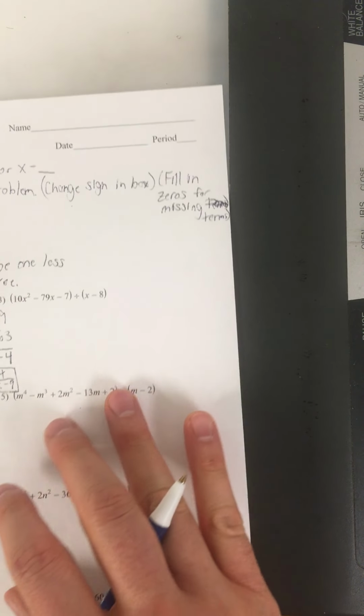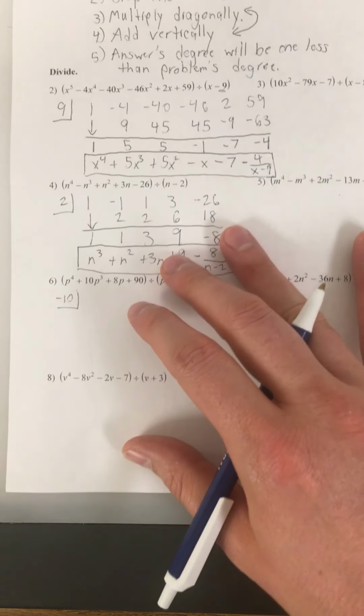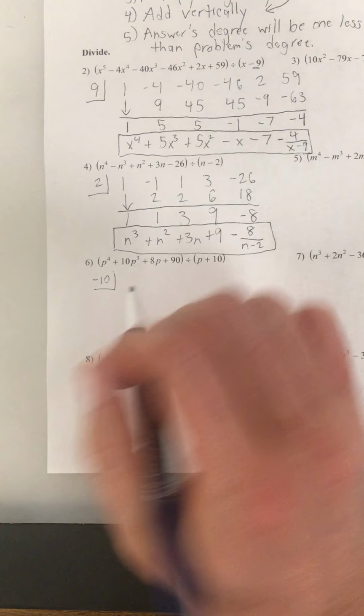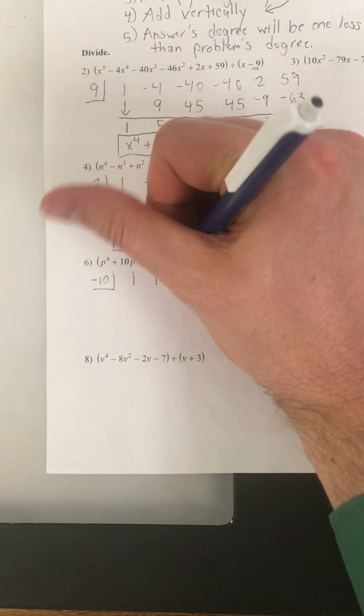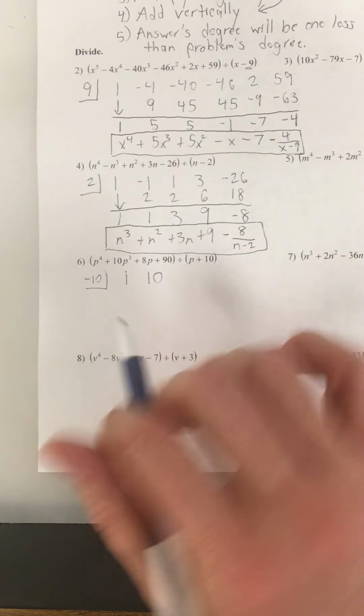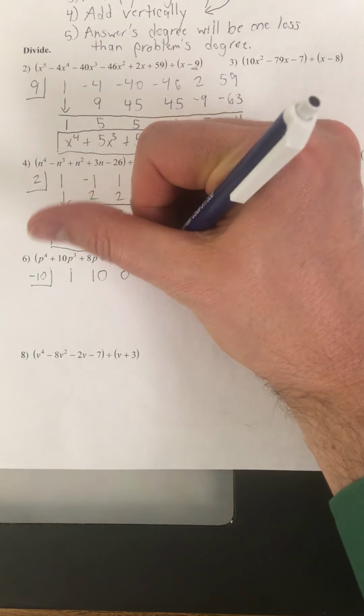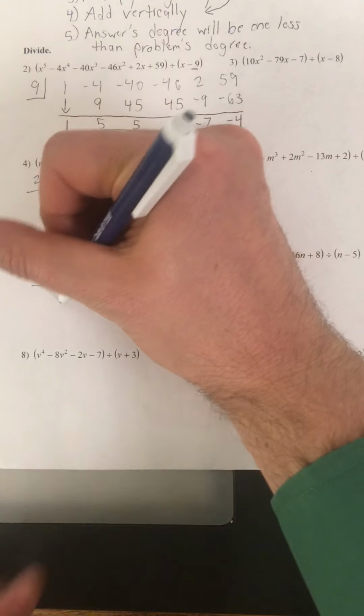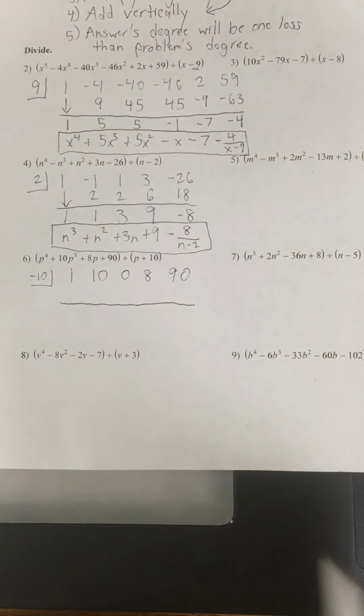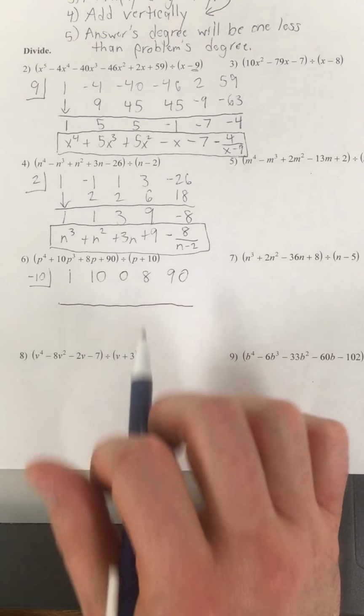All right, so what do I mean by filling in zeros? If you look right here at this problem, I have a 1p to the 4th, I have 10p to the 3rd, I do not have a p squared. I need to put a 0 there as a placeholder. All right, and then 8p and then 90. That's the number 1 mistake people make on these problems, is just forgetting to put that 0.